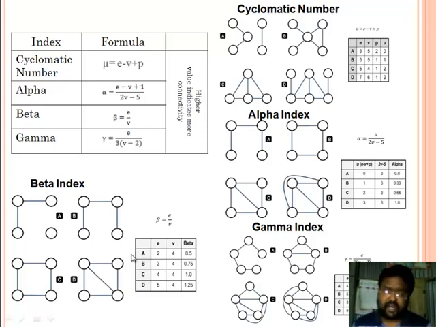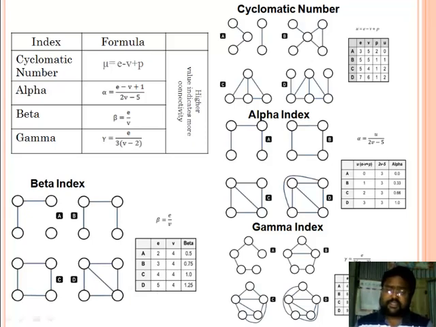Now gamma index. It considers the relationship between the number of observed edges or vertices and the number of possible edges or vertices. In a planar graph, the addition of one node increases the maximum number of edges by 3. This progression is true for any planar network of more than 2 nodes.